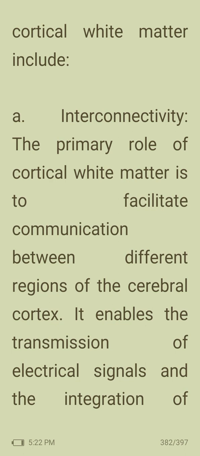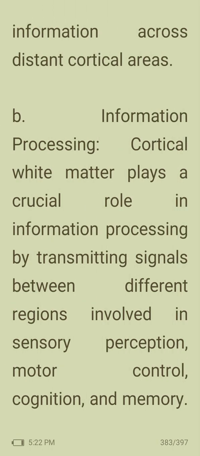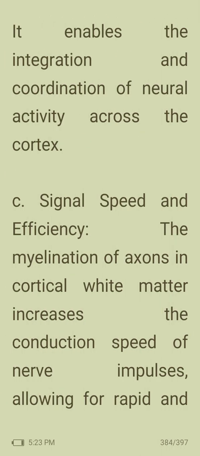The primary role of cortical white matter is to facilitate communication between different regions of the cerebral cortex. It enables the transmission of electrical signals and the integration of information across distant cortical areas. Then, information processing. Cortical white matter plays a crucial role in information processing by transmitting signals between different regions involved in sensory perception, motor control, cognition, and memory. It enables the integration and coordination of neural activity across the cortex.